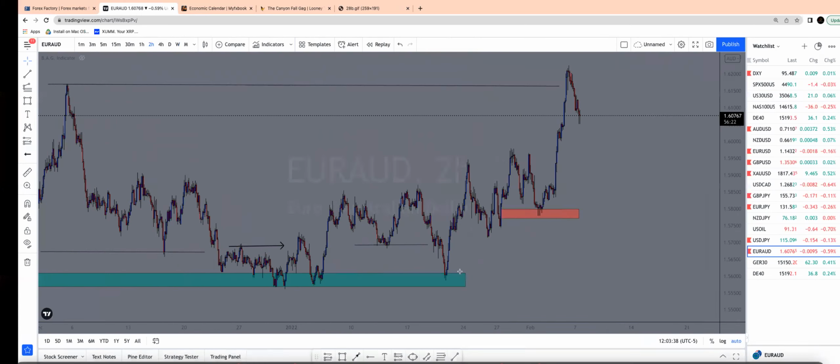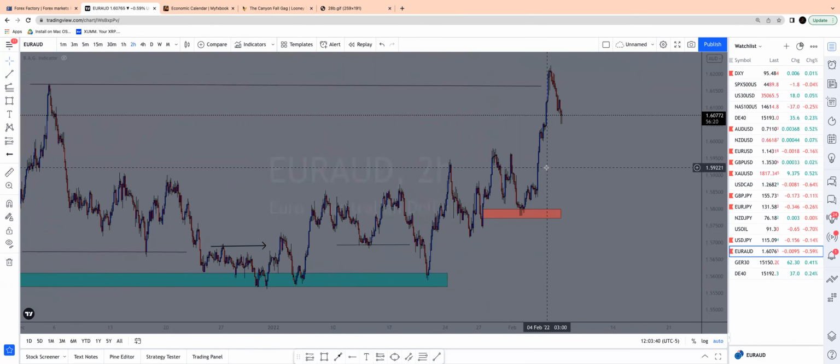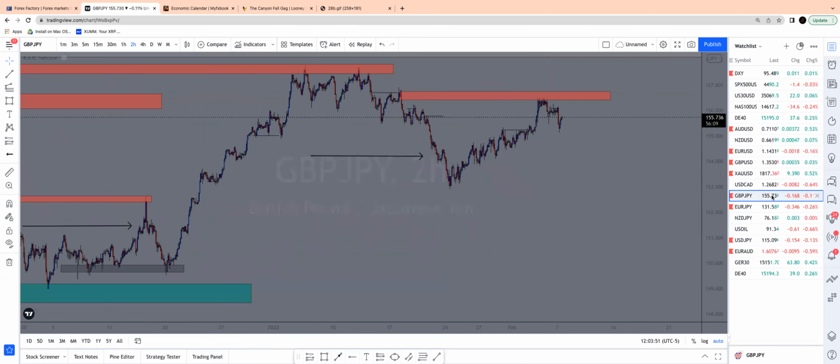You have to know why you're getting out of most of your positions. If you're holding long term, that's on you. But this is the factor that major and minor structures play. Let me show you another example.